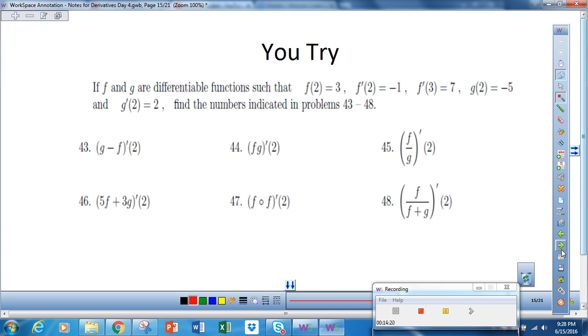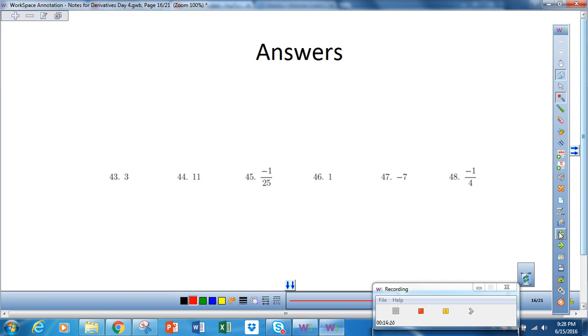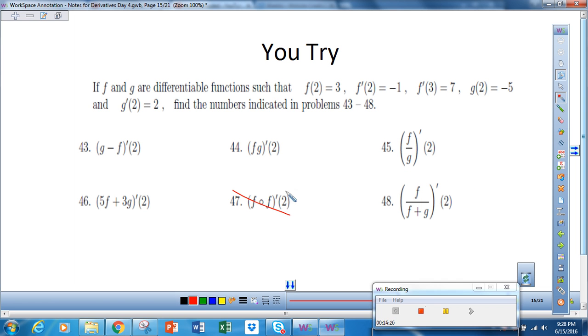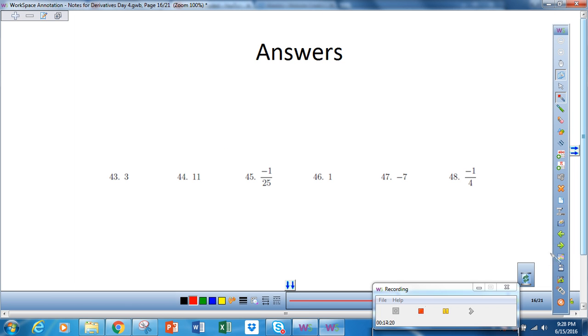Here's some problems for you to try. And once again, the answers are in your packet. Oh, by the way, there are the answers right there. Number 47, we have to use chain rule, which we don't know yet. So you can't do 47 at this point. But you should be able to do the rest of those, so pause it and try it, and the answers are here.